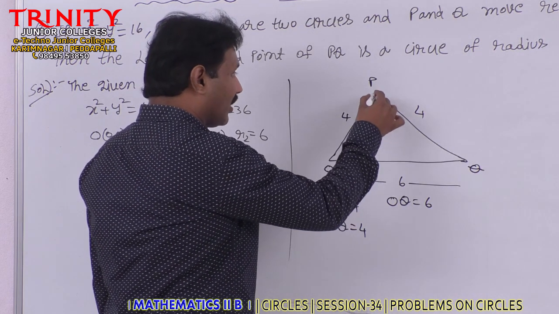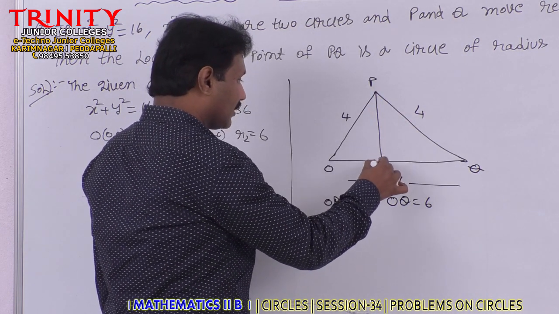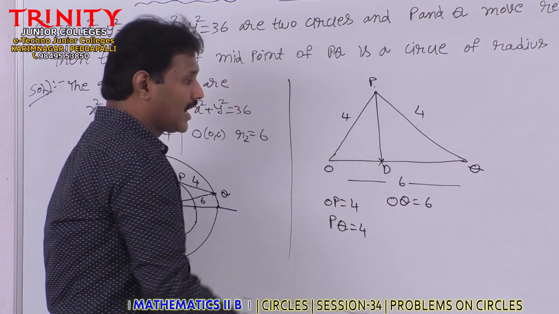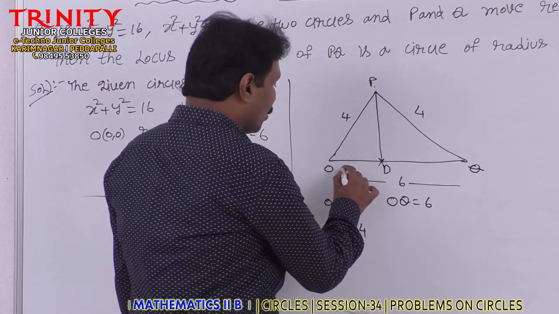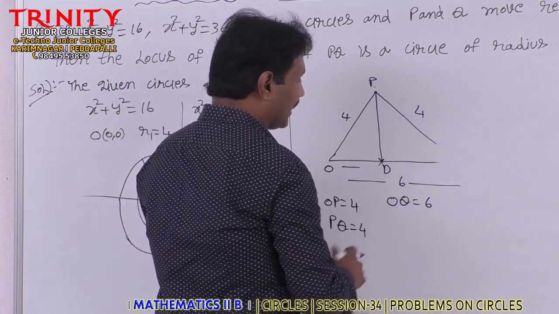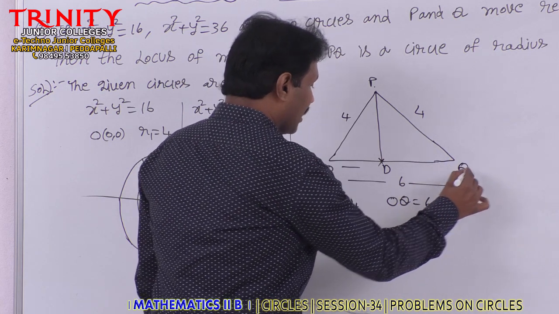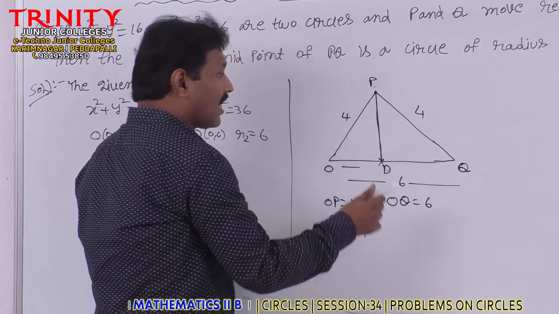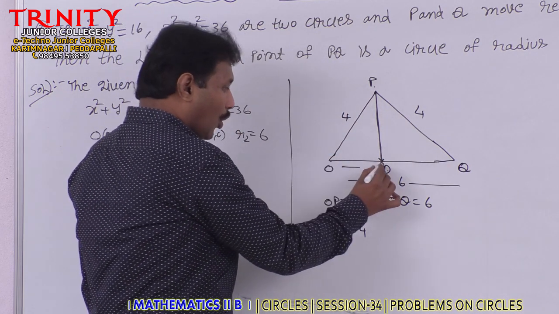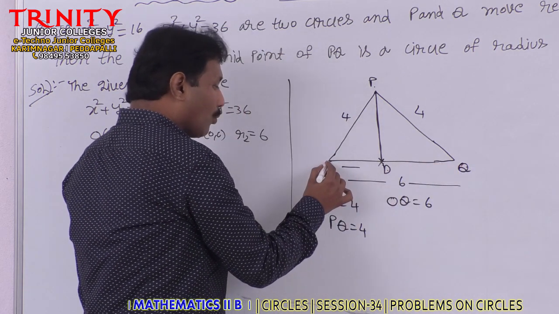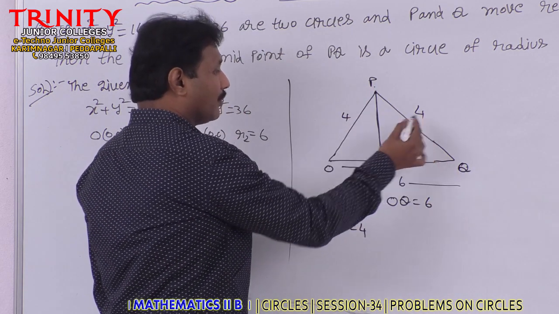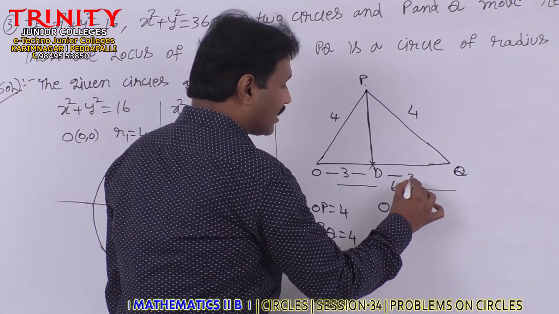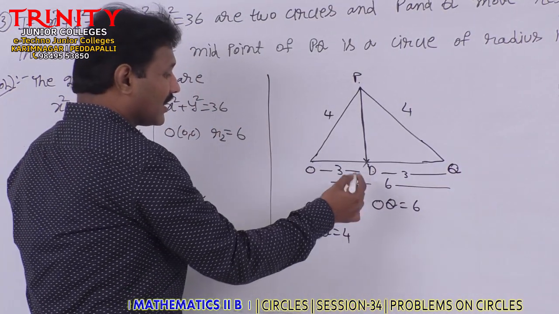In an isosceles triangle, the foot of the perpendicular from the vertex is the midpoint of the opposite side. Here the two lengths are equal: the length of OD equals DQ. OD is to DQ as OP is to PQ, which is 4 is to 4, that is 1 is to 1. These two parts are equal, and each is 3. The total length is 6, so each part is 3 units.